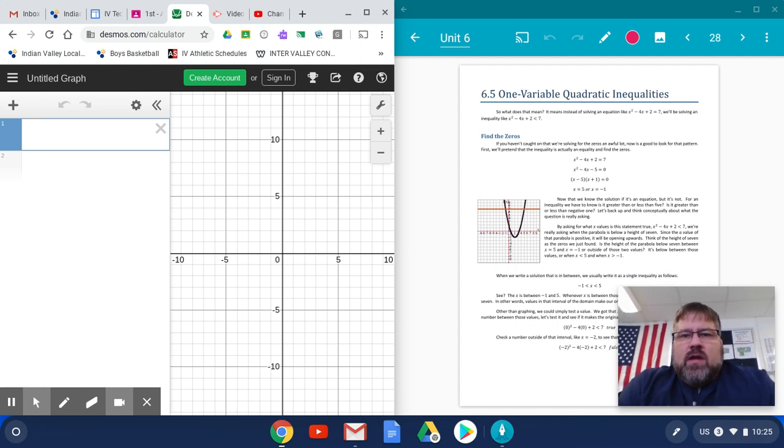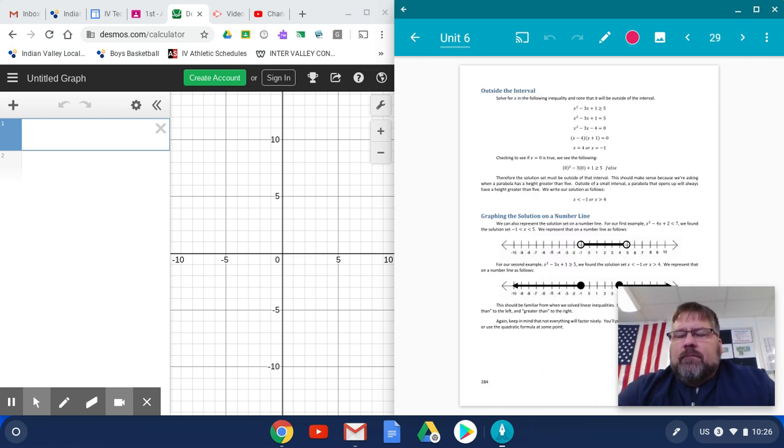Going to be talking about section 6.5, one variable quadratic inequalities. I'm going to jump right ahead and start working on the even problems to show you how to do these instead of the examples. I hope that you've already read and highlighted section 6.5 so that you can see what's going on.